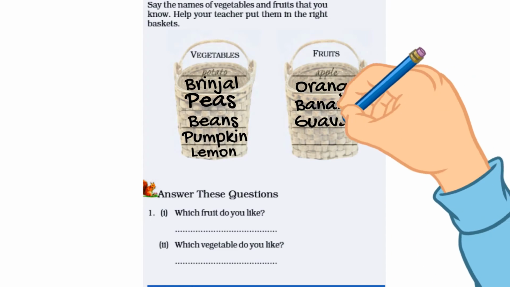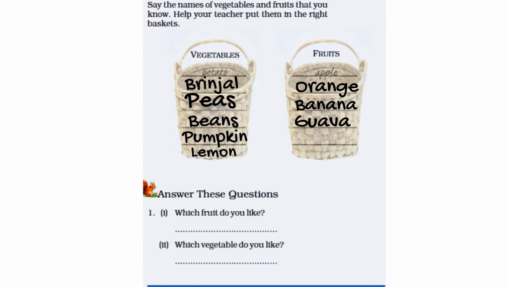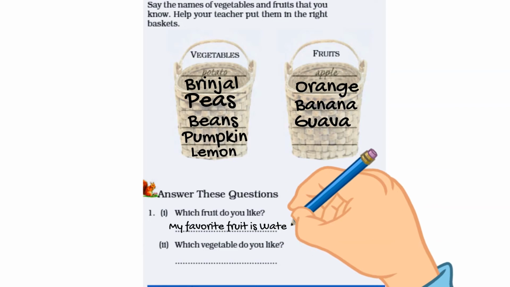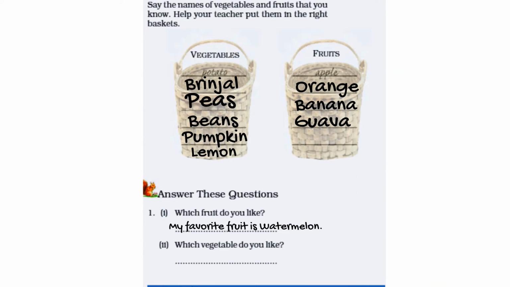Answer these questions. Which fruit do you like? So which is your favorite fruit? You answer it in the comment box. I'm going to write here my answer that my favorite fruit is watermelon. So you are also going to write into your exercise book: my favorite fruit is dash dash dash, your fruit.